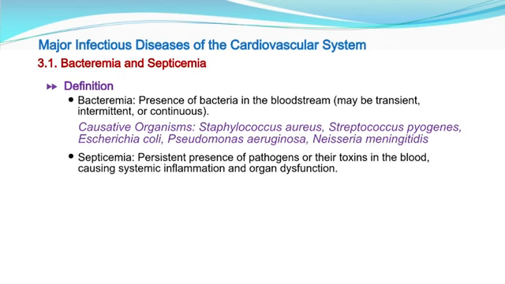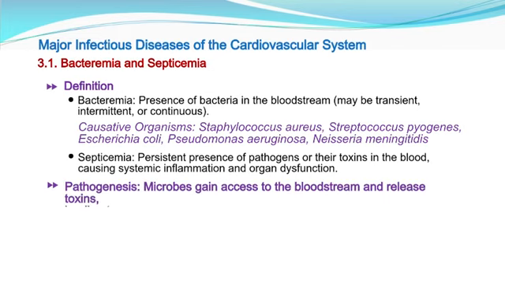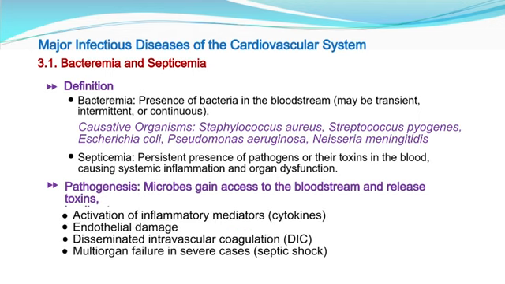Now, when this bacterial presence becomes persistent and triggers an inflammatory reaction in the whole body with fever, low blood pressure, and organ dysfunction, we call it septicemia or simply sepsis. Sepsis is one of the major causes of death in intensive care units worldwide. It's not only the bacteria, but their toxins that cause severe endothelial damage, activation of inflammatory cytokines, disseminated intravascular coagulation, and multi-organ failure, what we know as septic shock.